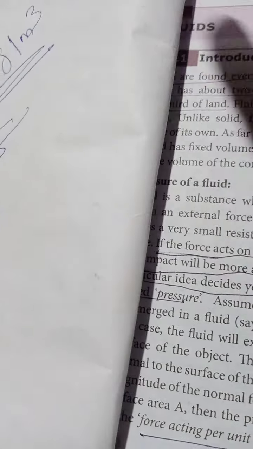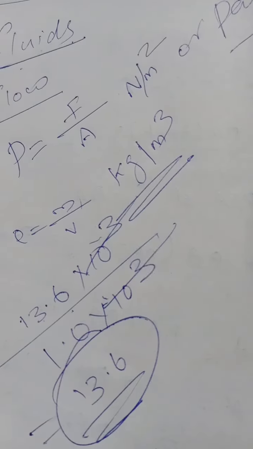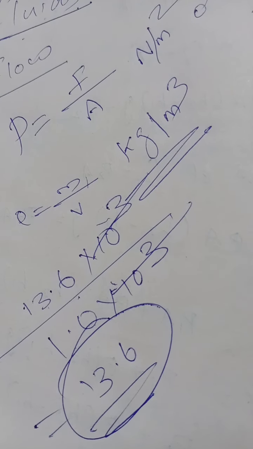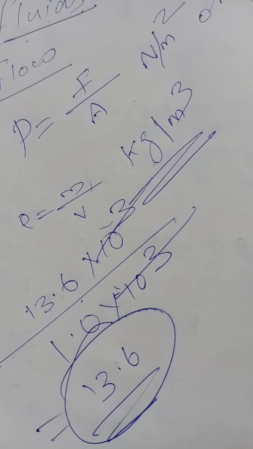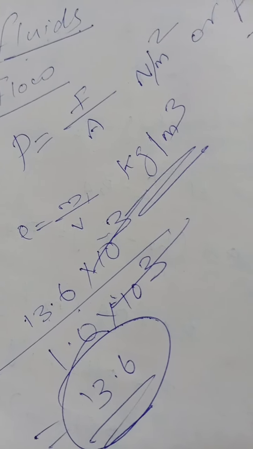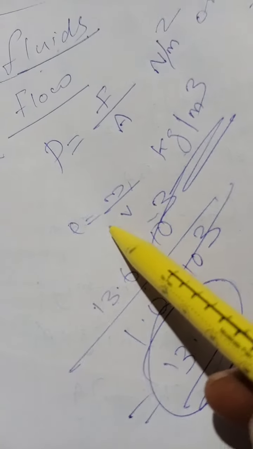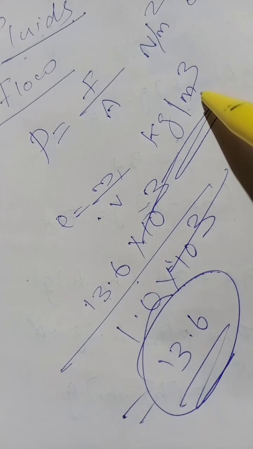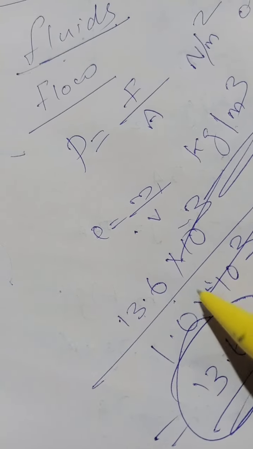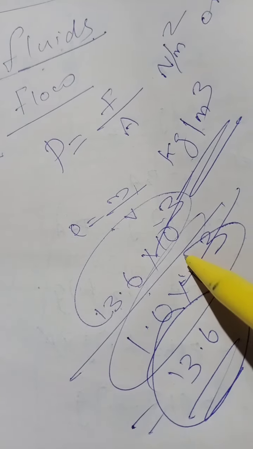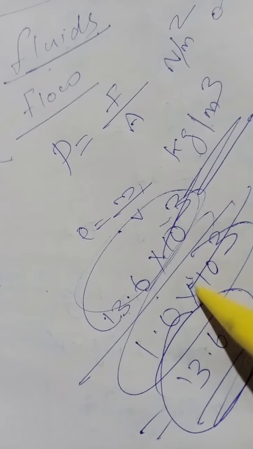We can use this to explain about fluid pressure, density and relative density. Pressure means force per unit area, and we know the formula P is equal to F by A, with the unit Newton per meter square. Density means mass per unit volume, with the unit kilogram per meter cube. Then relative density is the density of one material and the density of another material. If you find the ratio of both materials, that will be the relative density of a substance.